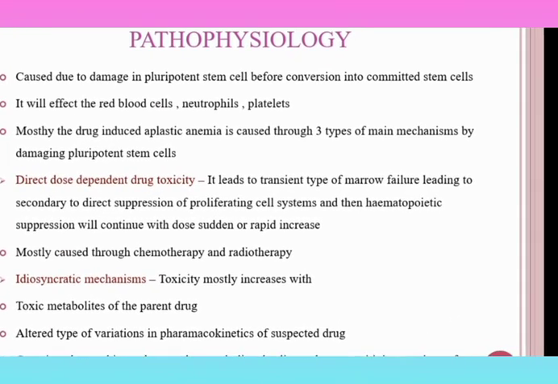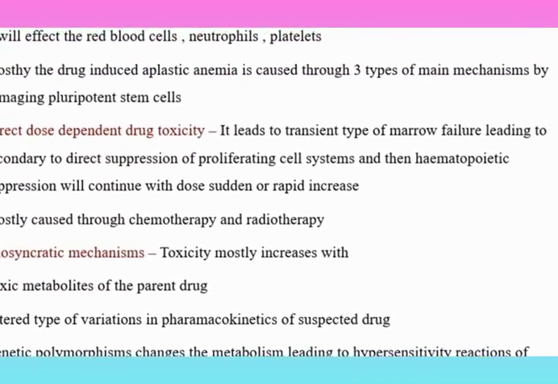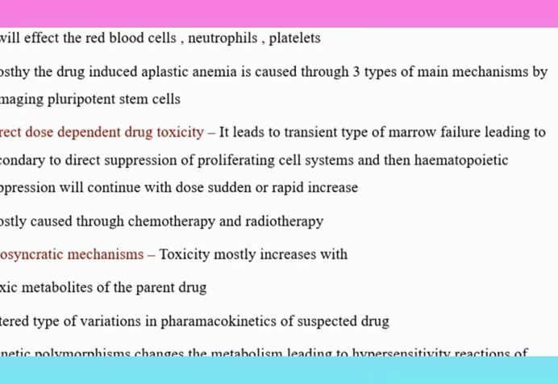Drug-induced aplastic anemia through the first mechanism, direct dose-dependent drug toxicity, leads to a transient type of marrow failure. This failure is secondary to direct suppression of the proliferating cell systems. As I have said, the pluripotent stem cells get suppressed, so they are mostly affected by this direct suppression. Then the hematopoietic suppression, the complete blood system, mostly involving RBCs, neutrophils and platelets, continues with the dose increase, which may be either sudden or rapid. This direct dose-dependent drug toxicity is mostly caused through chemotherapy and radiotherapy.